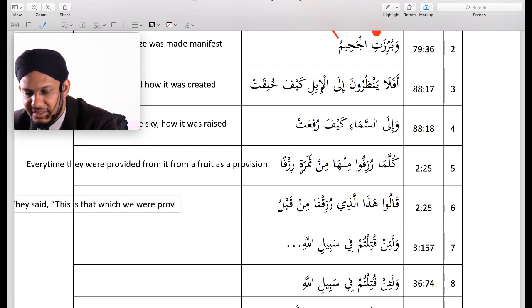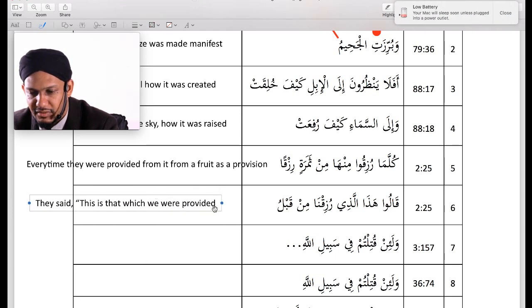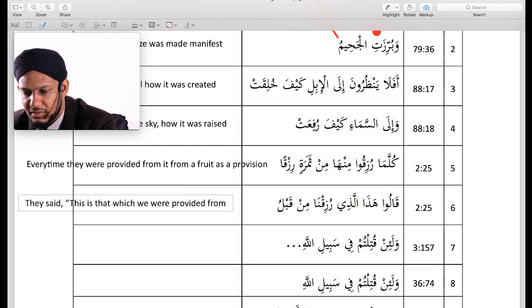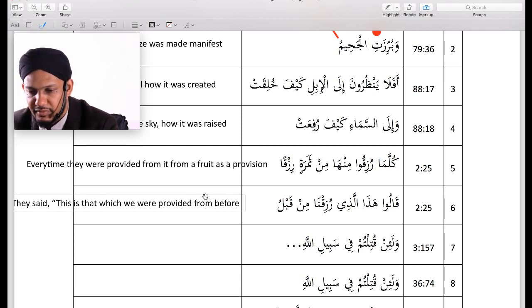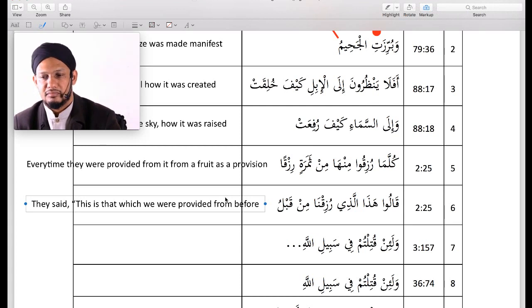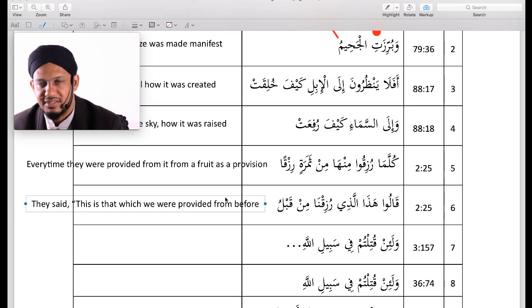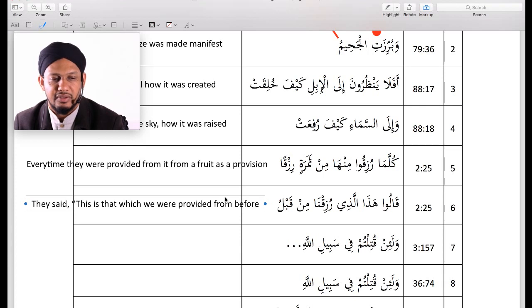That which we were provided. Where is the naib al-fa'il? Min qablu, from before. Where's the naib al-fa'il? The naib al-fa'il there, ruziqna. Look on the verb, I see a na. That na there is naib al-fa'il. At the end. Good, Eli.